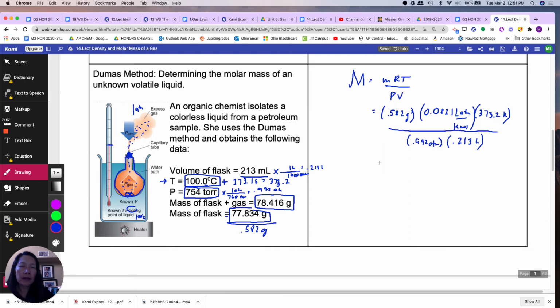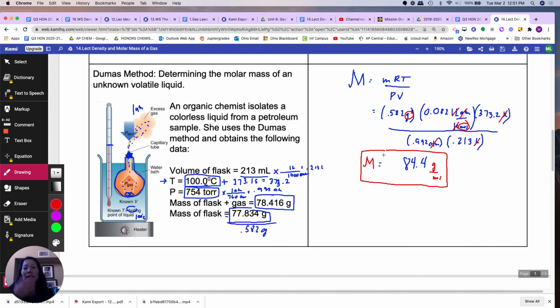When you plug that in the calculator, you type in 0.582 times 0.0821 times 373.2 divided by 0.992 divided by 0.213. And the answer should be 84.4. Then you have to cancel the units. The liters cancel, the Kelvin cancels, the atm cancels. The mole does not cancel and the gram does not cancel, so you have to write those. It'll be grams per mole, which is the unit for molar mass.